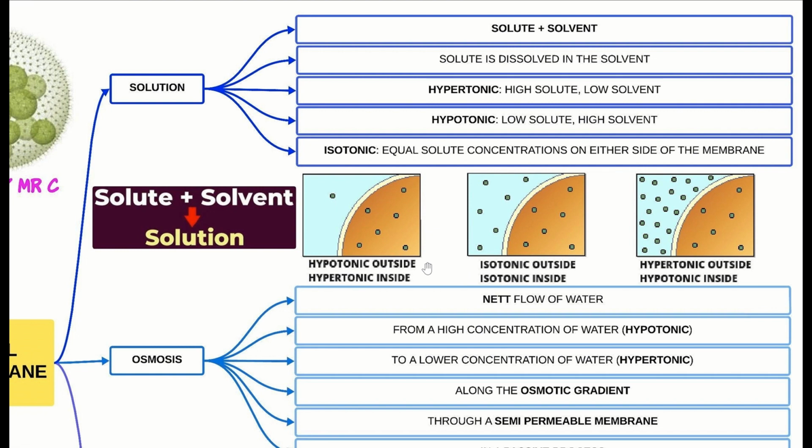And here we've got 3 diagrams. This one shows you that it's hypertonic on the outside and hypertonic on the inside. This is isotonic, which means there's the same concentration on either side of the membrane. And then we've got hypertonic on the outside and hypotonic on the inside.